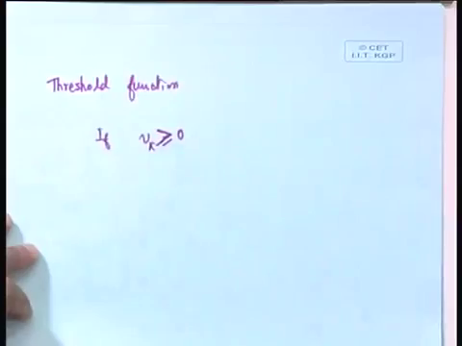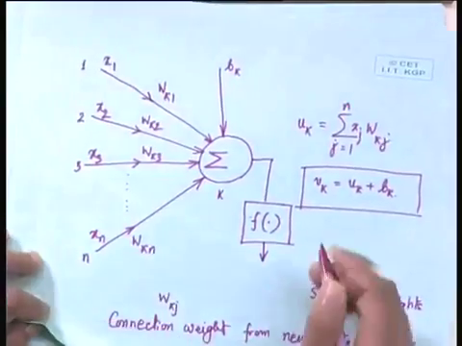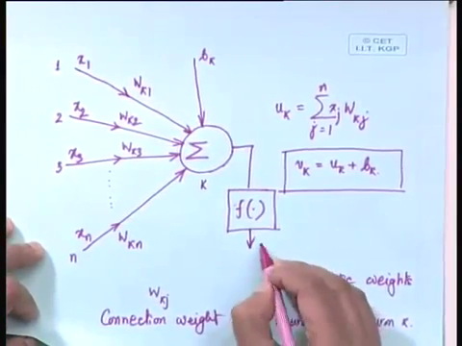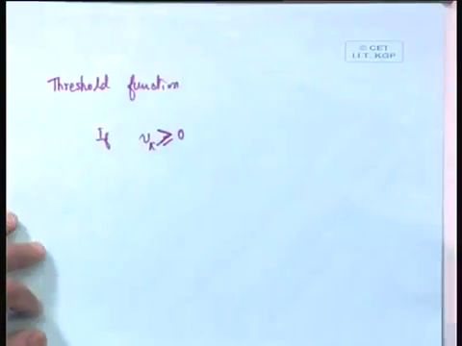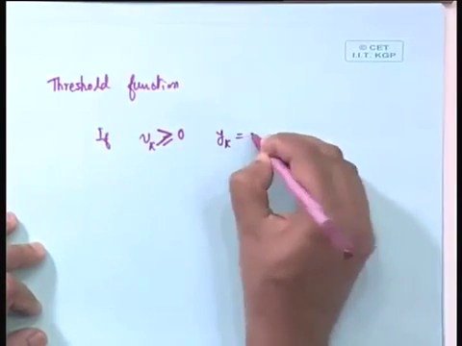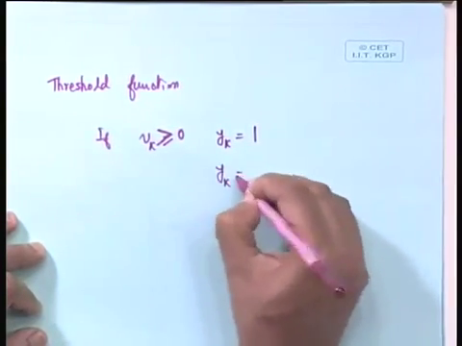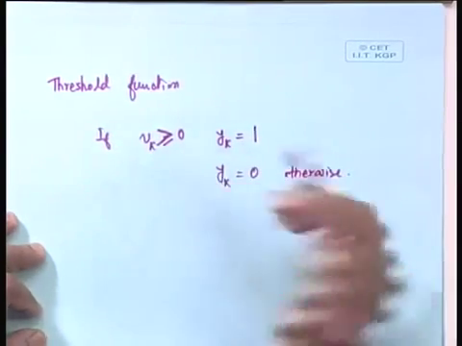If Vk, the total response over here, is greater than or equal to 0, then the final output, which we can call Yk, is defined as Yk equal to 1, and Yk equal to 0 otherwise. Otherwise means that Vk is less than 0.